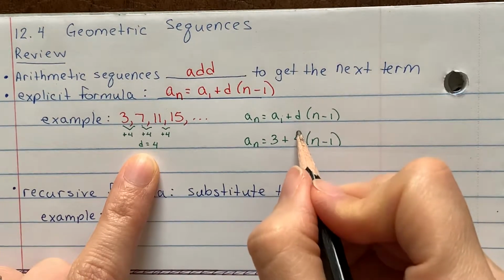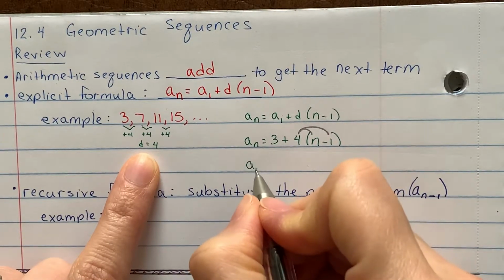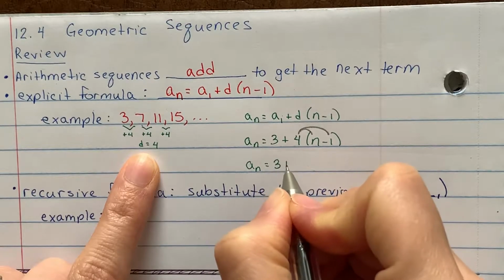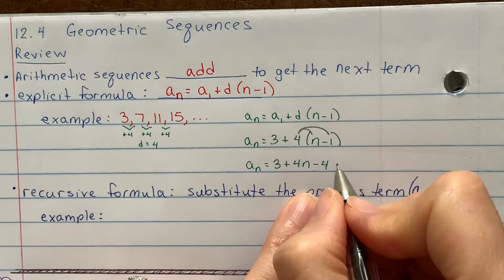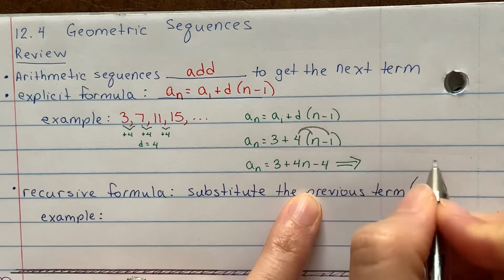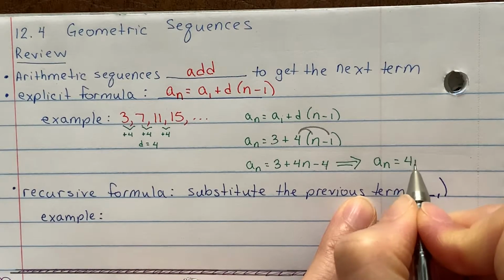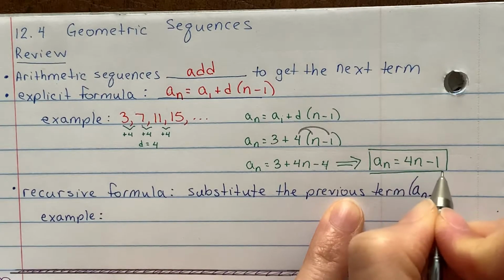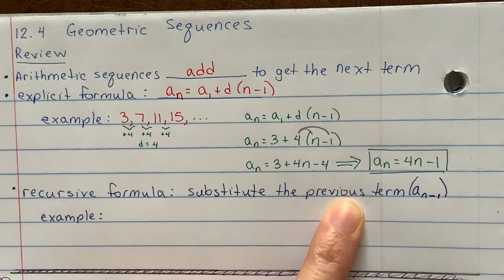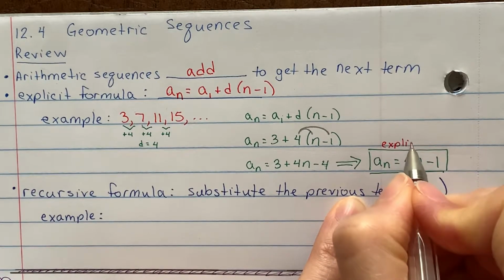You want to go ahead and distribute that 4 and combine like terms. So I've got a sub n is equal to 3 plus 4n minus 4. To finish this off, I ran out of space, so I'm just going to do a double arrow here. You get the formula a sub n is equal to 4n minus 1. So that was a quick little review of what we learned yesterday in our notes on how to find the explicit formula. So again, this is called the explicit formula.